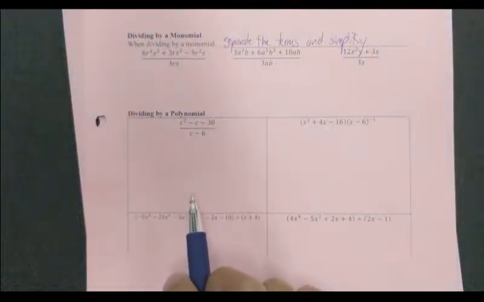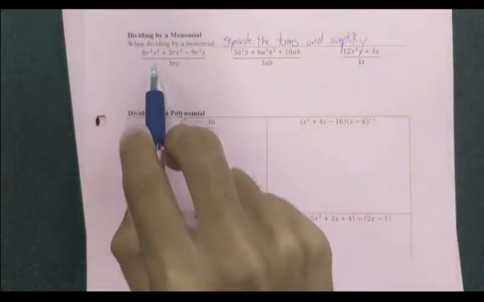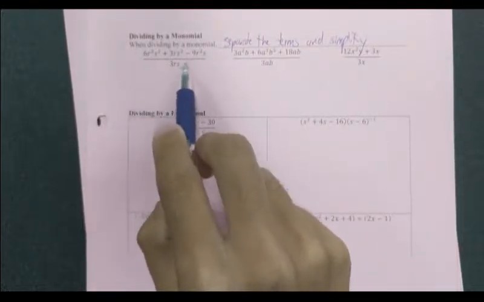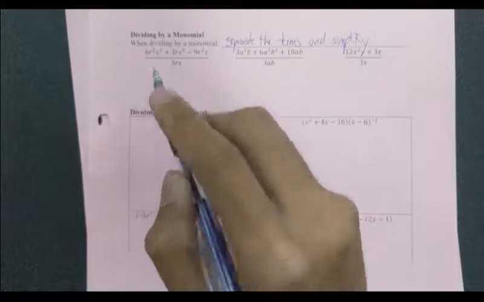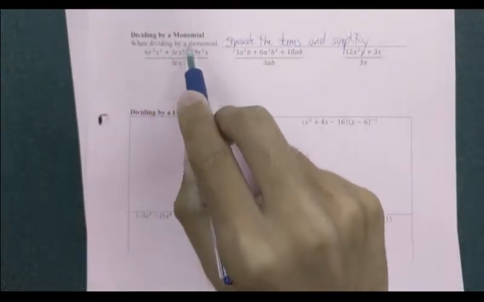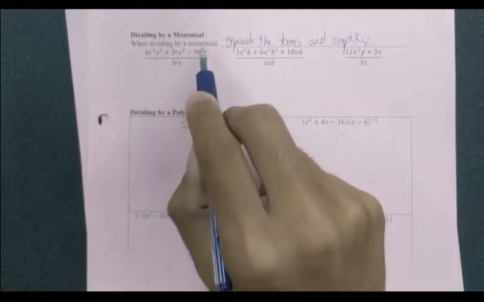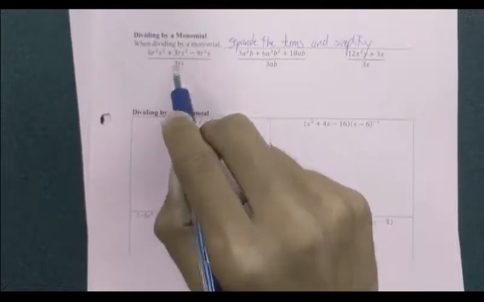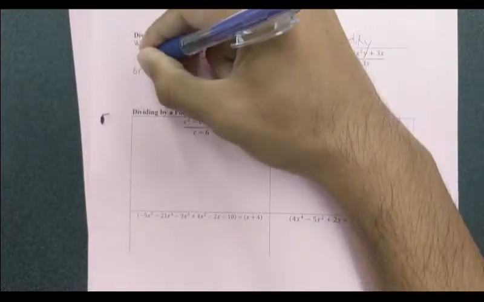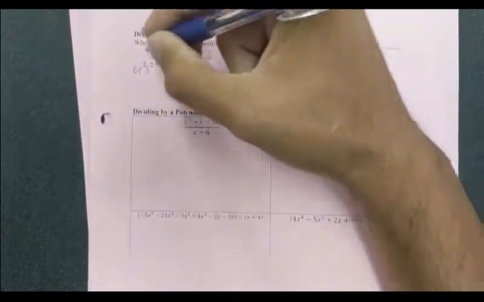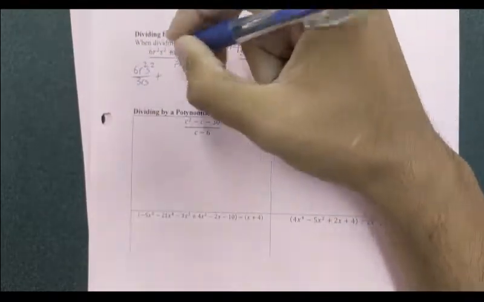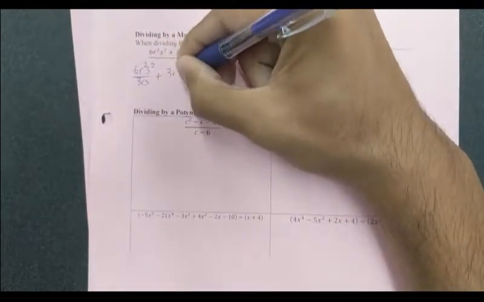To divide by a monomial, for example, here we see the denominator, there's no plus or minus, so this is just one term. So we can just separate the terms and simplify because all three terms in the numerator are getting divided by the denominator. So I can split up this single expression into three separate expressions, and they all get the same denominator.